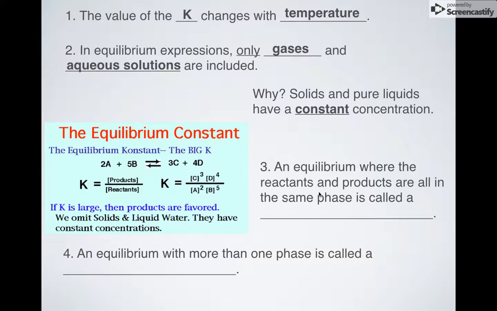So here's another kind of little random fact here. Now, if everything is in the same phase, meaning, let's say all of them are gases or all of them are aqueous or something, that means that you have a homogeneous equilibrium. On the other hand, what if you have some solids, you have some liquids, you have some gases? That would be a heterogeneous equilibrium. Homogeneous meaning everything's the same. Heterogeneous meaning there's at least one thing that's different.